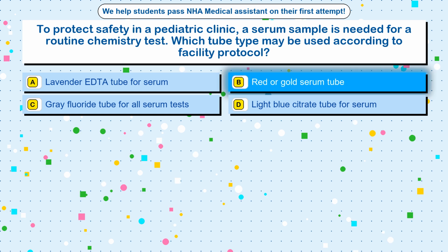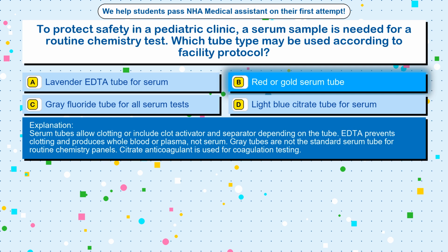The correct answer is option B, red or gold serum tube. Serum tubes allow clotting or include clot activator and separator depending on the tube. EDTA prevents clotting and produces whole blood or plasma, not serum. Gray tubes are not the standard serum tube for routine chemistry panels. Citrate anticoagulant is used for coagulation testing.